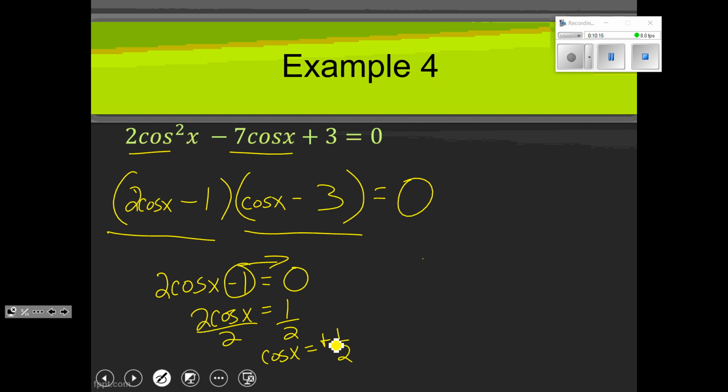Okay. Then if I take cosine x minus 3, and I move the 3 over, cosine x would equal 3. Now, we're not done. We got to figure out what x is.